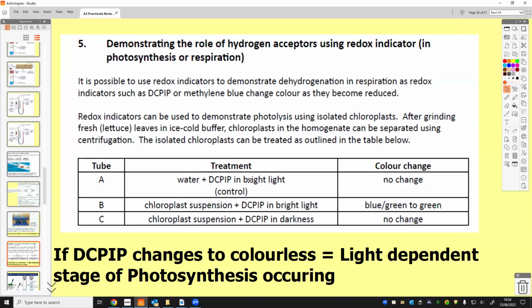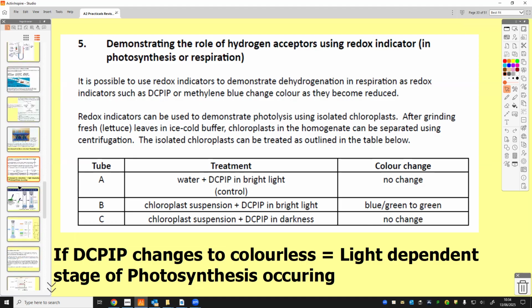So DCPIP is a dark blue color. Again, it'll go to colorless if photosynthesis is happening. So here, no change. If you have your chloroplasts with your DCPIP, it changes to a green color. Okay, that should be green rather than colorless. Changes to a green color. So that means that the light-dependent reaction has occurred, so some of your reduced NADP has been produced. When it's in darkness, obviously photosynthesis is not occurring, it should stay that blue color. Okay, so those are the redox reactions.